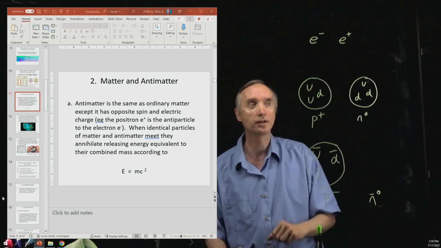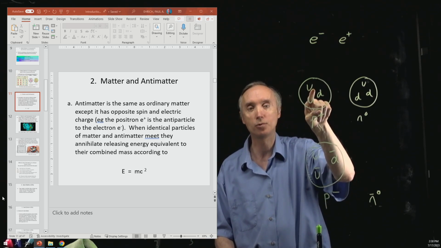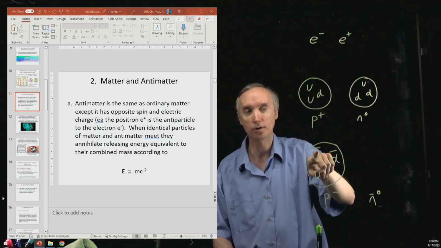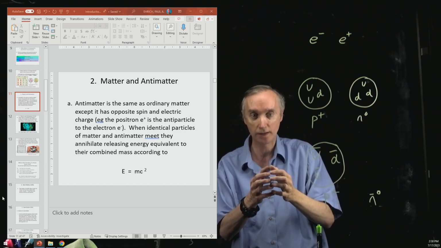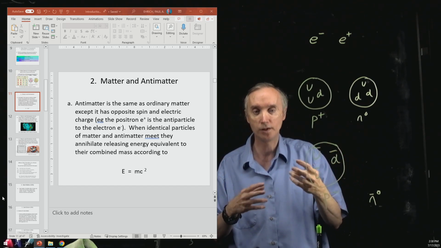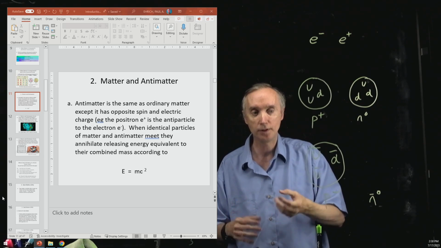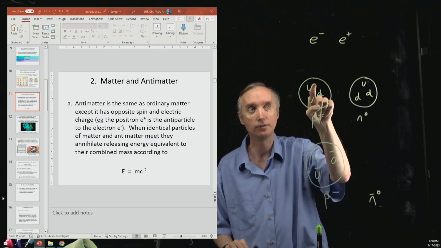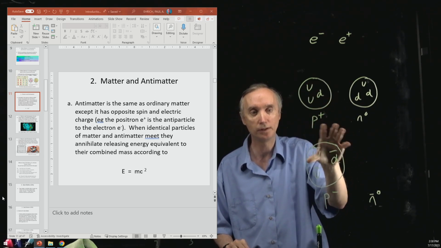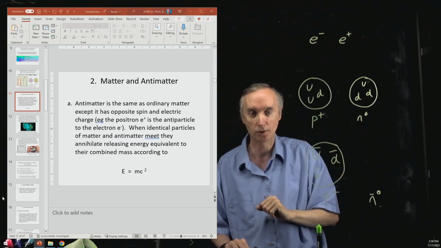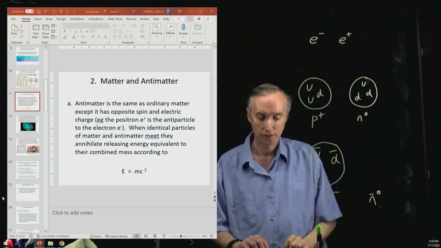You could have an up quark and an anti-up quark, and they would come together and they could explode, but it would be a smaller explosion because the mass of these particles is less than the mass of the proton. Okay.